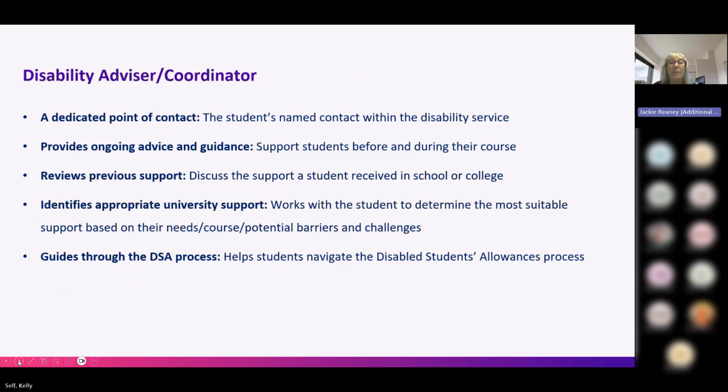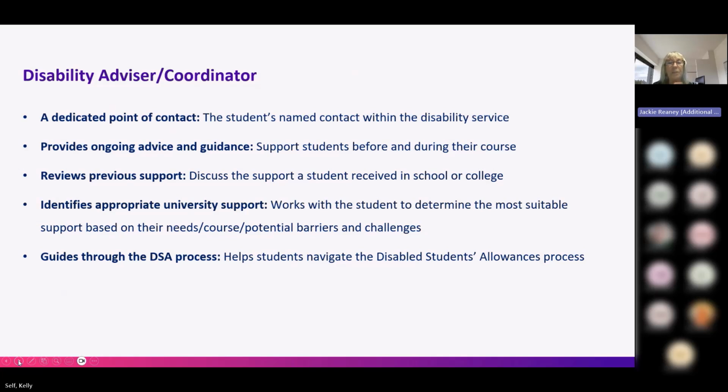Review of previous support. We will talk to the learner about what they've had at college or at school, but we build on that in what we put together for the university experience. We don't want to discount anything the students had previously, but we want to build on it and make sure that it matches now the study options as a student moves through their academic year 1, year 2, year 3. We identify appropriate support within the universities. We call that our RAP sheet, so reasonable adjustment plan.